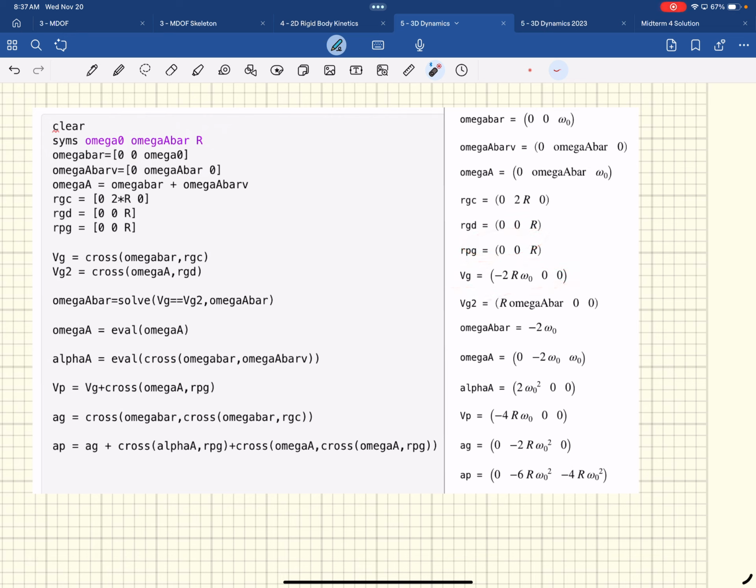And then I just kept going with it. I determine what my alpha is, I say what my VP is, I figure out what AG is, and then I figure out what AP is. And there are all the same answers that we got. So it's a little bit of work up front, but once you get this squared away, just run with it.